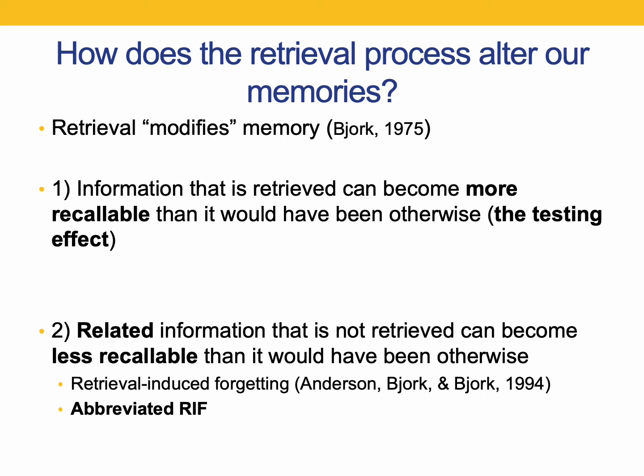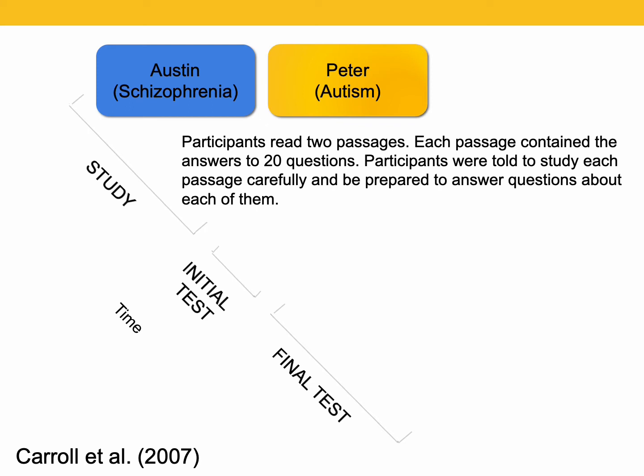Okay, so let's look at another example. So this study was conducted by Carroll and colleagues also in the first decade of the 2000s, right? And it's very similar to the Roediger and Karpicki study in that it's simple, it's elegant, and it very clearly illustrates these processes, right? So it's great for teaching purposes. Okay? So in this experiment, as in all retrieval-induced forgetting experiments, there are three phases.